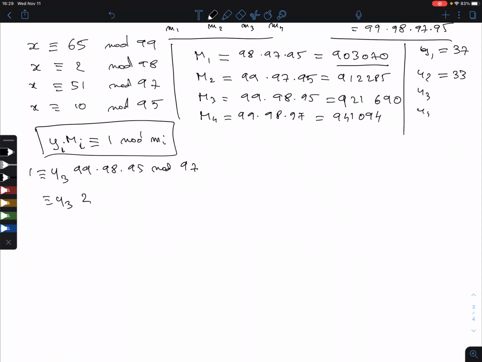Basically, for each number, I'm going to subtract 97 from it. Then 98 minus 97 is 1, and 95 minus 97 is negative 2. So this is minus 4 times y3. Now, I want to work with a positive number, so I add 97 to minus 4, so that is 93 times y3. So this is now what I have to do. I have to find the inverse of 93 mod 97.